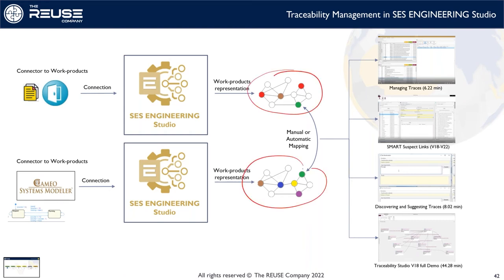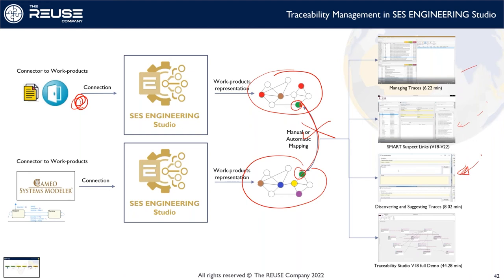One connection, the other connection, and select different elements. And here we have videos for managing traceability. You can see manage traces, smart suspect links, the whole suspect links approach that has to be done. If you change something in here, this trace must be put in suspect. Of course, in this webinar, I don't have time to tell you, but feel free to contact us.